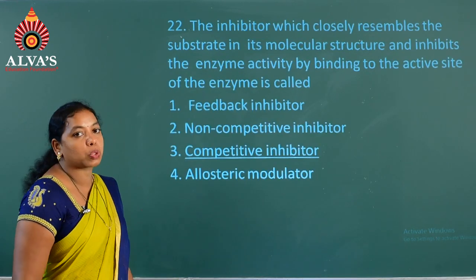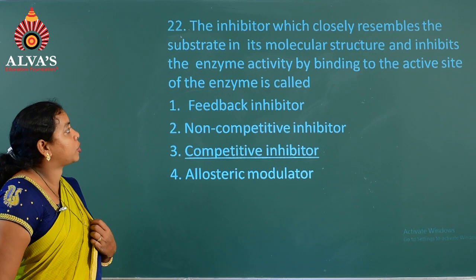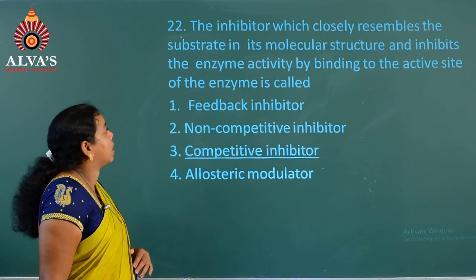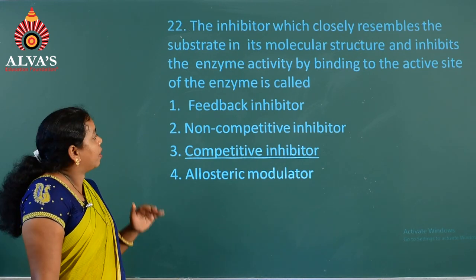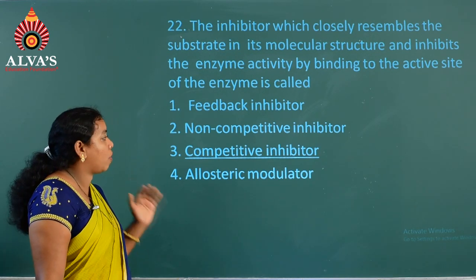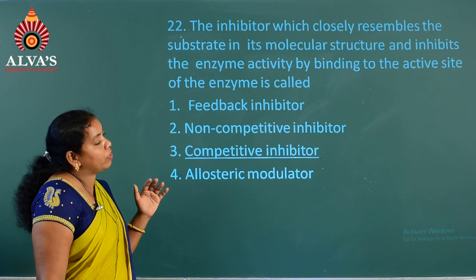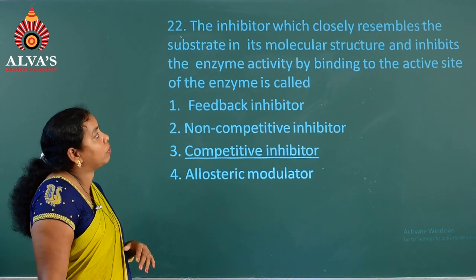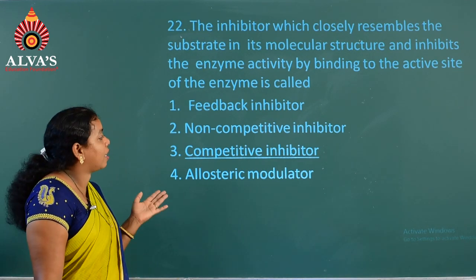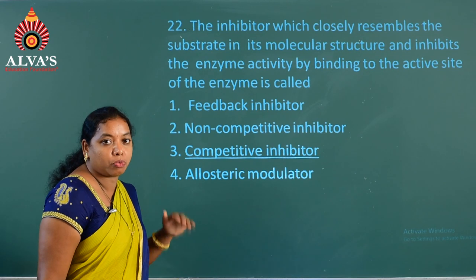Moving on to the next question, that is question number 22. The inhibitor which closely resembles the substrate in its molecular structure and inhibits the enzyme activity by binding to the active site of the enzyme is called: first option, feedback inhibitor; second option, non-competitive inhibitor; third, competitive inhibitor; fourth, allosteric modulator. Here, the molecule which resembles the structure of the original substrate and masks the binding site of the enzyme is generally considered a competitive inhibitor. So, option 3 is the right answer for question 22.